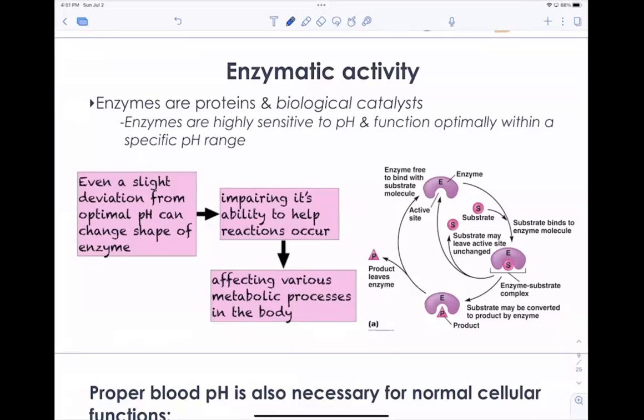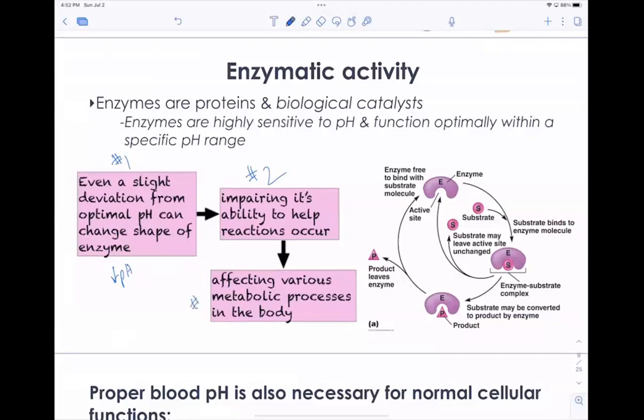And even a slight deviation from optimal pH, you drop down below 7.35, it's going to change the shape of some of these enzymes, which then impair its ability to make these reactions happen, right? So this is going to happen first. I love doing this in physiological processes. To understand these processes, what is the first thing to happen? Well, you box it out. Decrease in pH, right? And you box that out. What's that going to cause? It's going to cause this. It's going to decrease or denature the protein and impair its ability to help reactions occur.